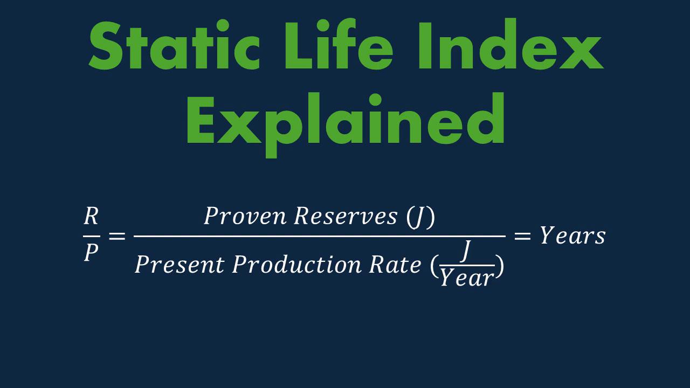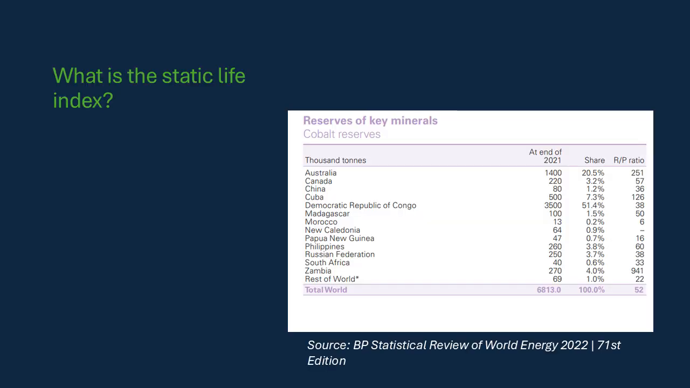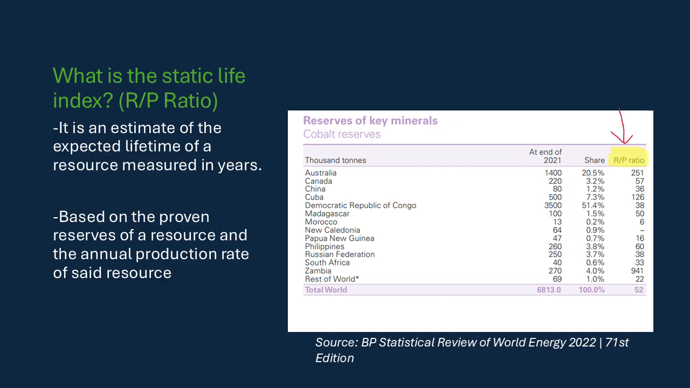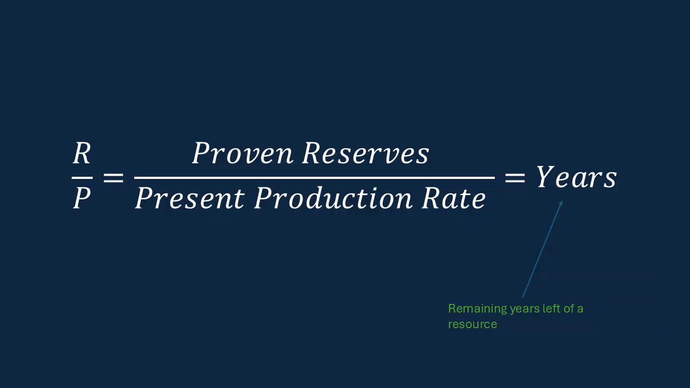Let's quickly go over what the static life index is and give a real life example to see how it's used. Simply put, the static life index, sometimes called RP ratio, is a measure of the expected lifetime of a resource. Looking at the equation, we can see why it's called the RP ratio, because we divide the reserves R over the present production rate P.